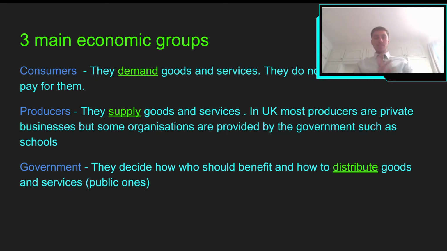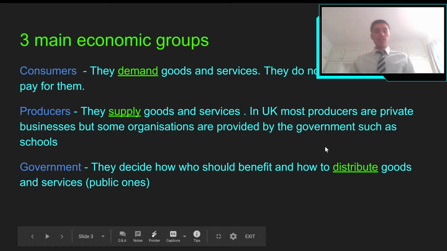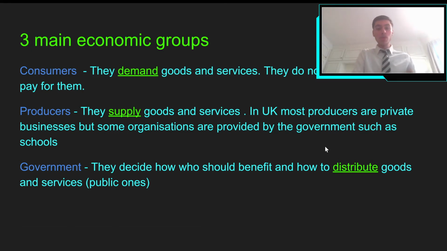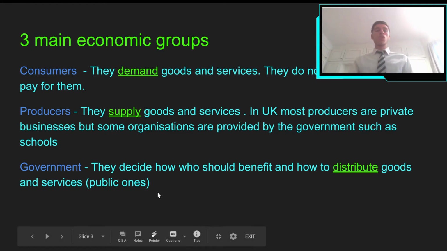So government is the institution that decides who should benefit and how to distribute goods and services. Distribute is the key word here. So they decide who the resources or the goods and services should go to. Of course, the public ones. So there are two sectors in the economy, the public sector and the private sector.